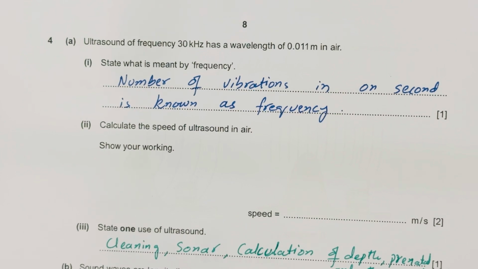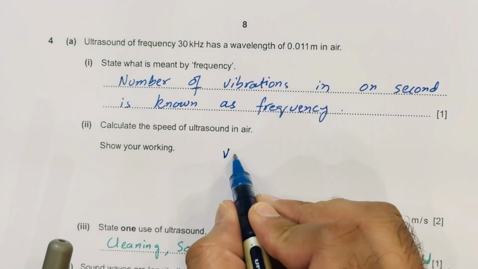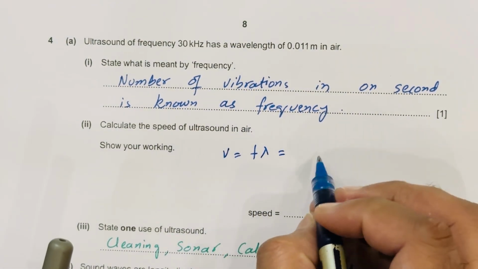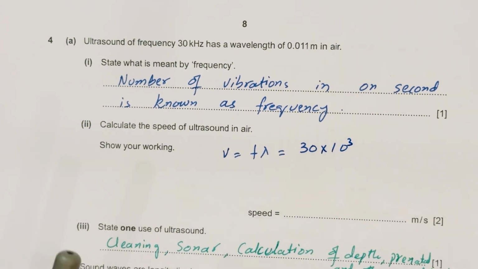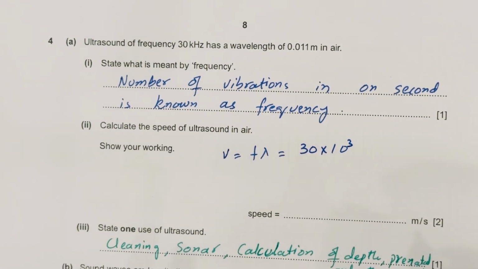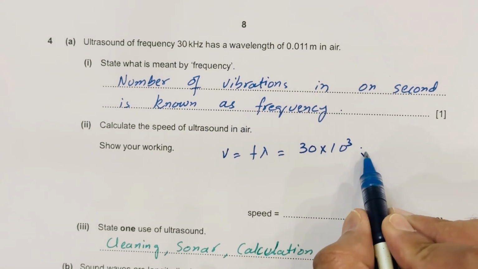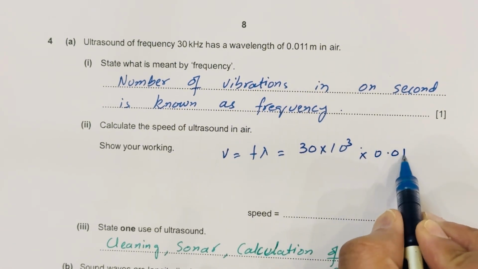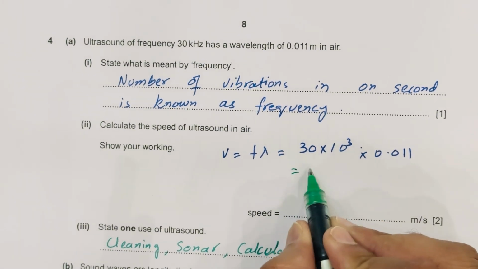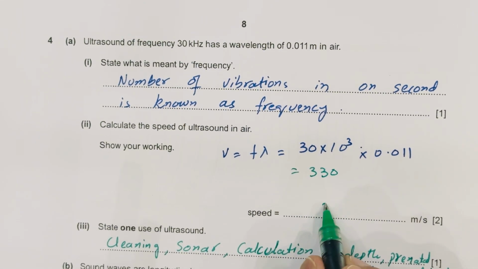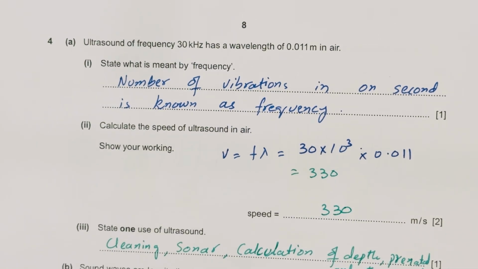Show your working. We know that the formula is v is equal to f lambda, where f is 30 kilohertz, and 30 into 10 raised to power 3 to convert into simple hertz, and the wavelength has the value of 0.011. After multiplying it, we get the answer that is equal to 330. So our answer would be 330 meter per second.